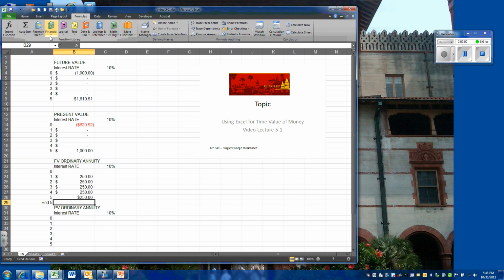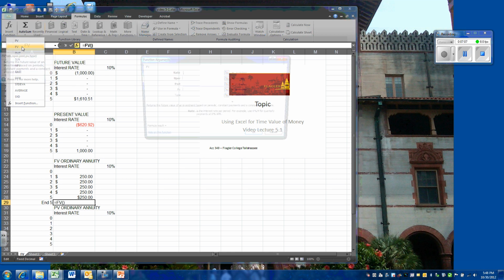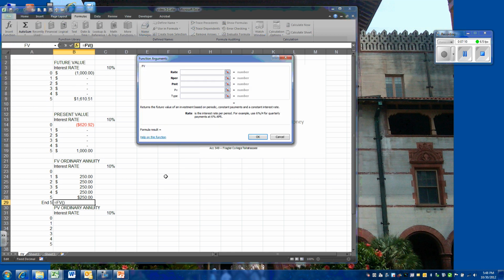So again, let's go to financial. In fact, since we just used it, we can go over to the recently used and quickly find the future value. Again, our interest rate is going to be 10%. The number of payments is going to be 5. And since these are equal payments made each period, we're going to use the payment argument. We're going to leave the present value blank, and since these payments are made at the end of each period, the first payment is made at the end of year 5.